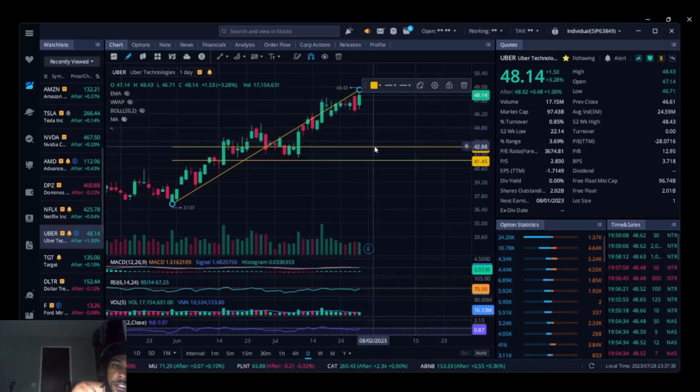This is on the daily chart. Remember that. Remember, every chart is a different time frame. So this is a daily. Each candlestick shows 1 day. It represents 1 day.